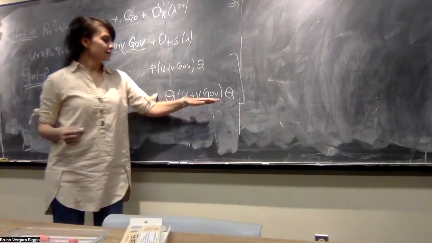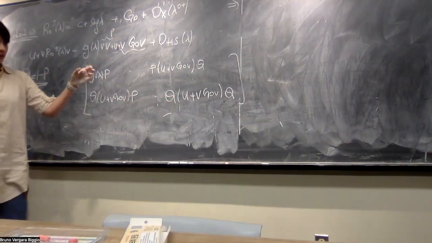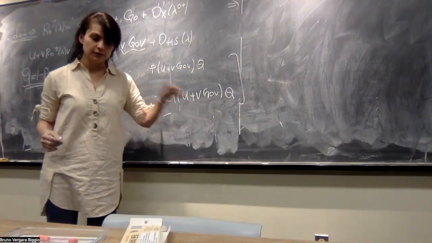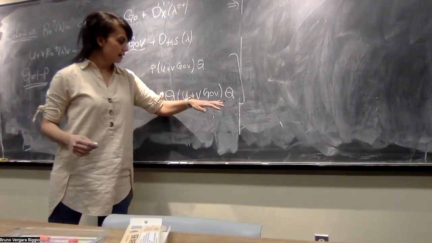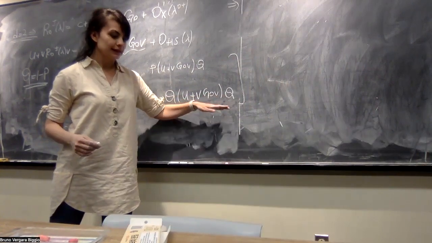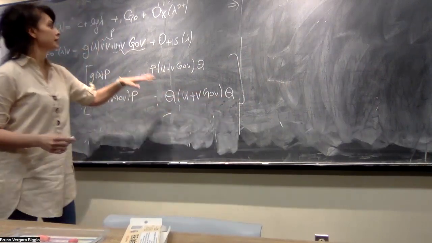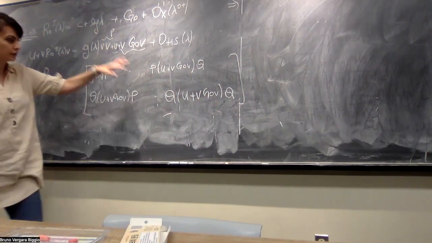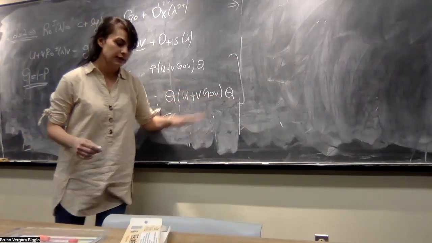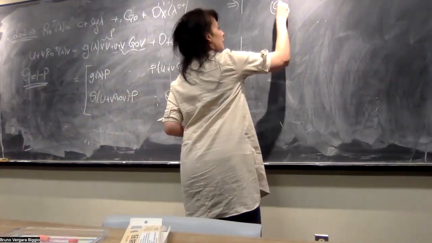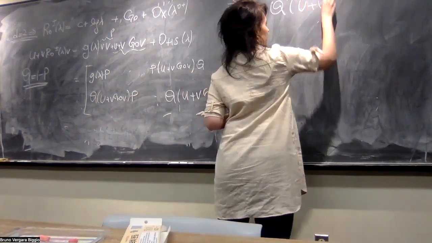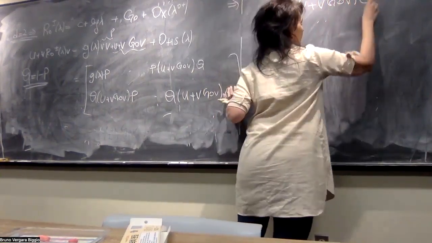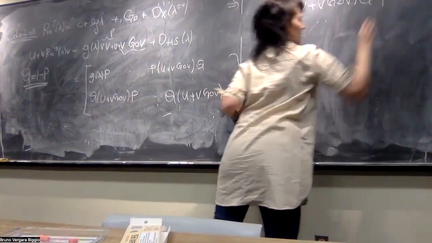So basically, invertibility around 0 depends on this Q. Now, if I want 0 to be a resonance, like this is not invertible as previously, then I need a solution to this. So in particular, I have Q U plus V G0 V Q phi is equal to 0.